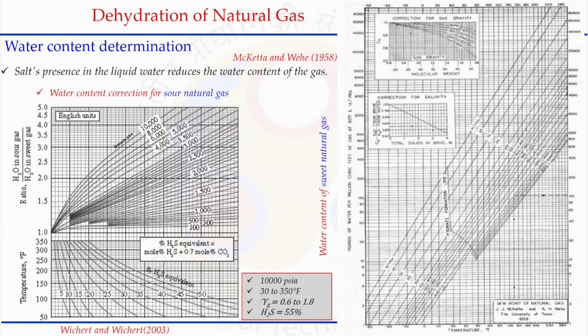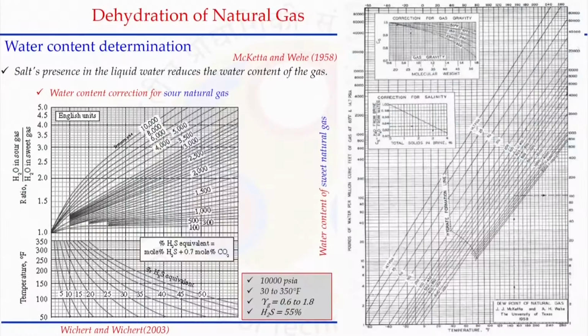In the water content determination, the salt presence in the liquid water also influences the water content calculation. Primarily, the water content in a natural gas decreases when the salt concentration is increasing. So, the salt presence in the liquid water reduces the water content of the gas.